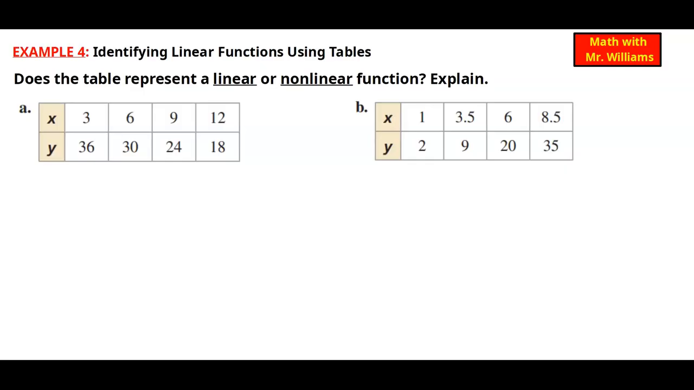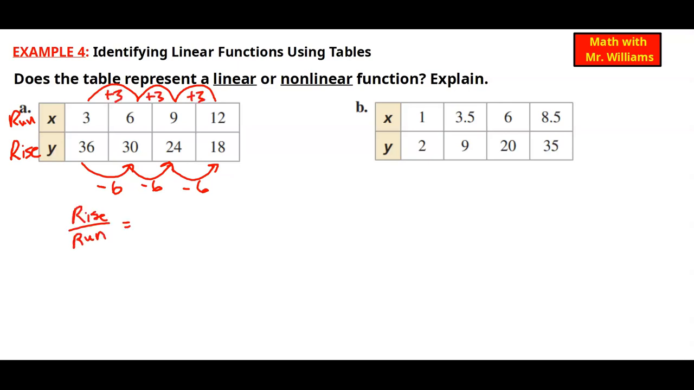Math with Mr. Williams, Example 4: identifying linear functions using tables. Does the table represent a linear or nonlinear function? And explain. If we look at the first one, we see our rise and run. Remember, our y value is our rise, and the x value is our run. So we're looking at our rise. It looks like it's decreasing by 6 each time, and our run looks like it is increasing by 3 each time. So our rise over run would be -6 over 3, or just a -2 for a slope.